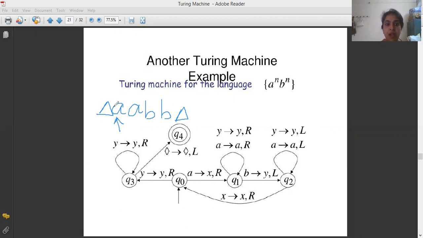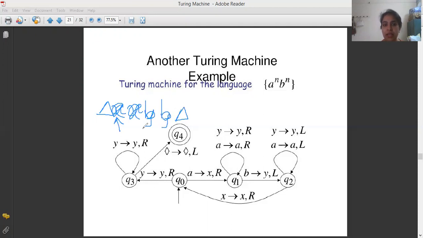Now, what is the strategy? Let me explain. We will convert this first A into X. We'll keep on reading these A's until we come across the first B, and we will convert this B into a corresponding Y. Again, we will move back to the recent X, keep it as it is, move towards right, and again we find another A. We will replace this A with X. We will again move towards the right till we come across the next first B. As soon as we find the next first B, we will convert it into Y.